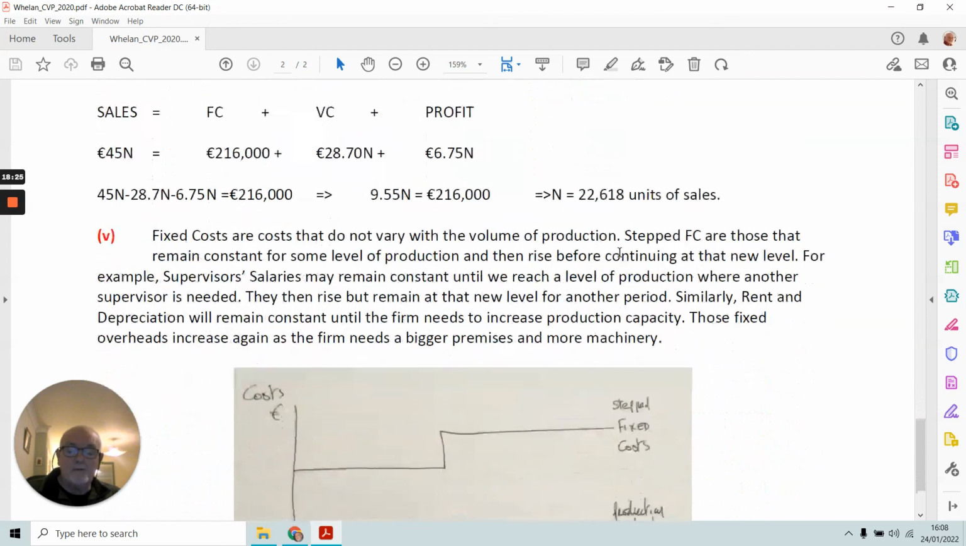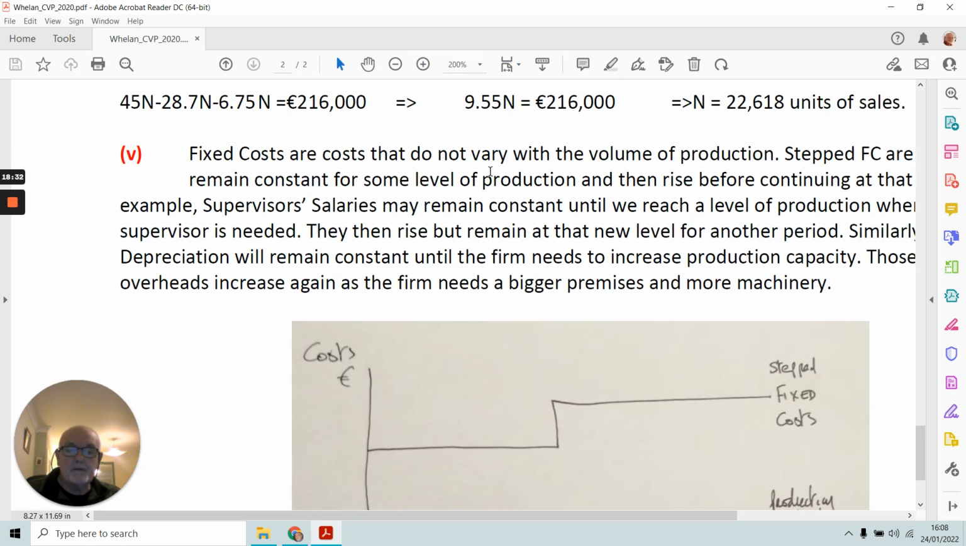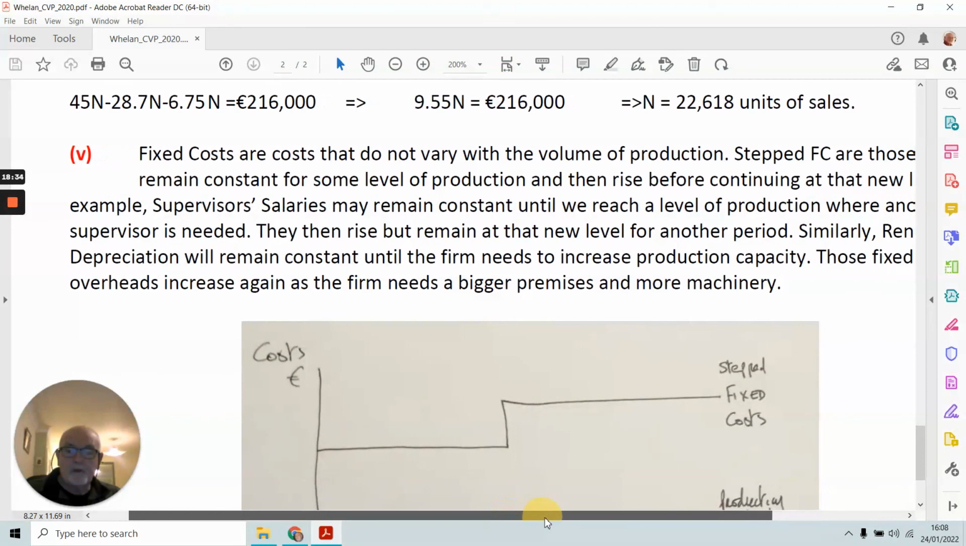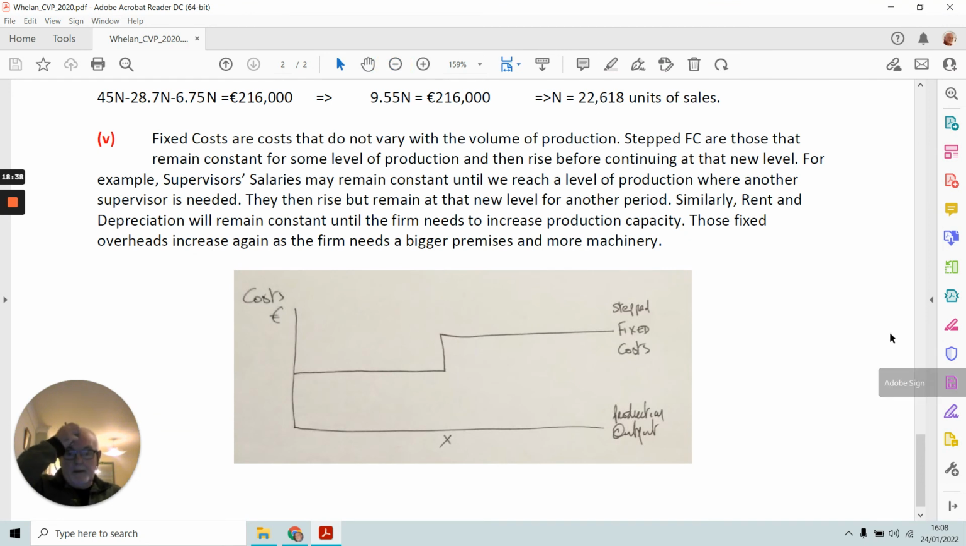As is often the case, the very last part of the question concentrates on the theory. And this time they're asking us to explain what we mean by fixed costs, and of course, stepped fixed costs, and you can see there in the graph. Fixed costs are costs that do not vary with the volume of production.